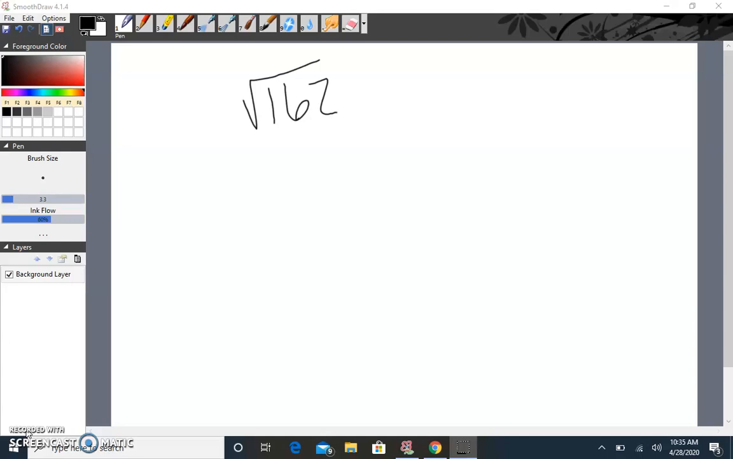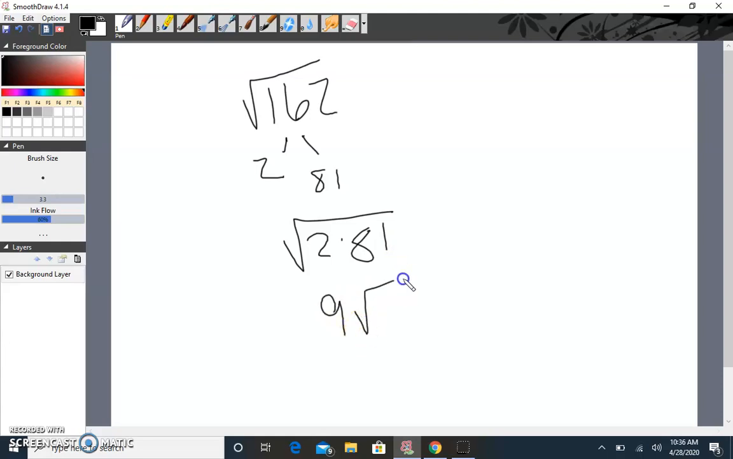I like to just take prime factors, starting with 2. So 162 divided by 2 is 81. Well, looky there. We know 81 is a perfect square. So we can say that the square root of 2 times 81. Alright, do we know what the square root of 81 is? Well, we know it's 9. So 9 goes on the outside. The square root of 2 stays in. And that is our answer.